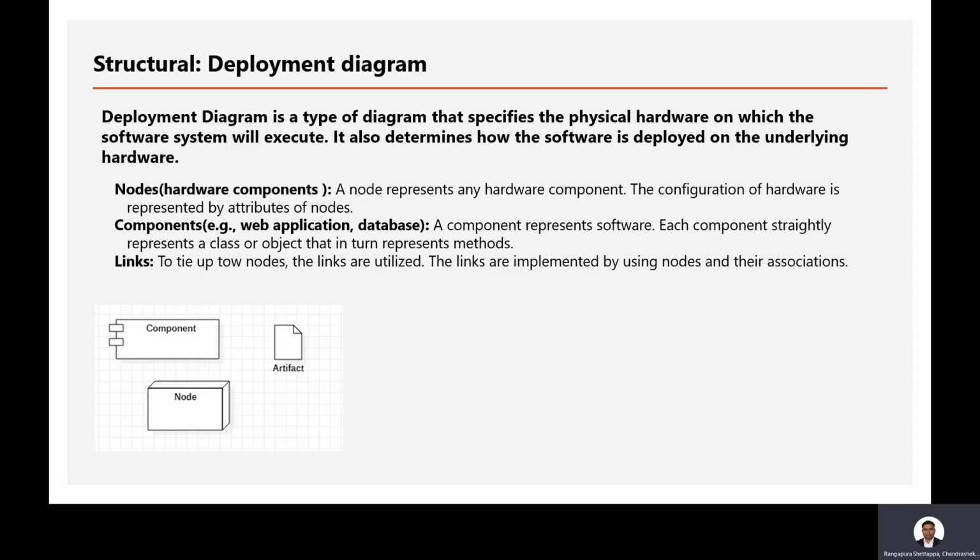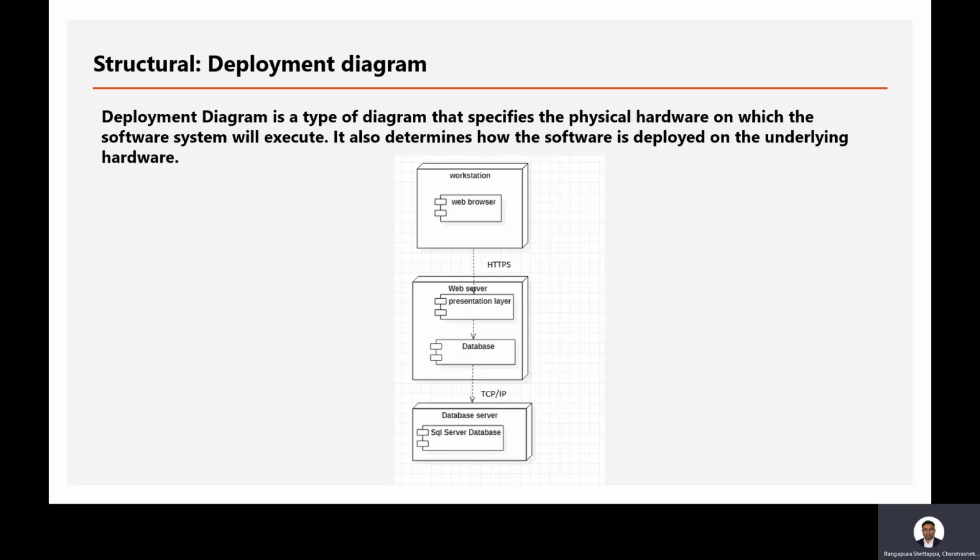Then there are links to indicate the way the communication or association is happening, which server is sending messages to which other server. And artifacts are used to write the description, with more details about these components, nodes, and functionalities. We will learn more with a concrete example, and it's very easy.